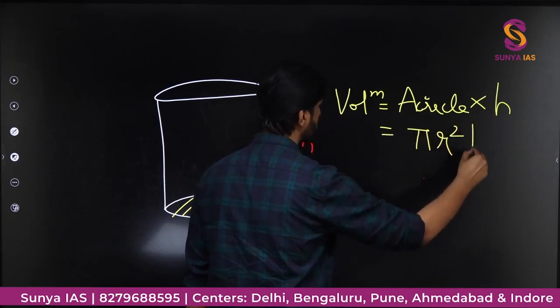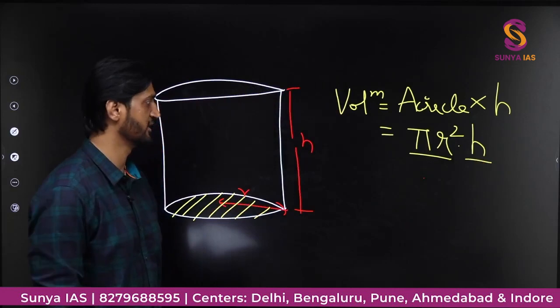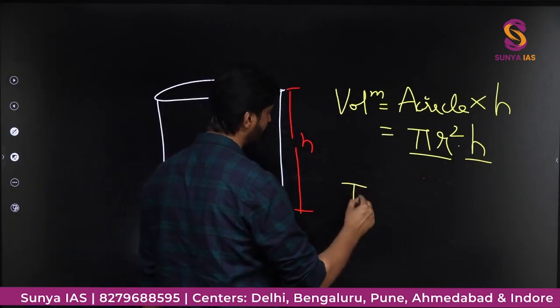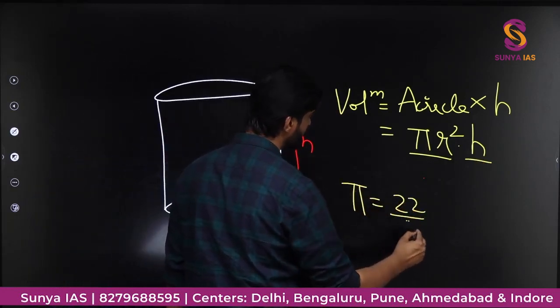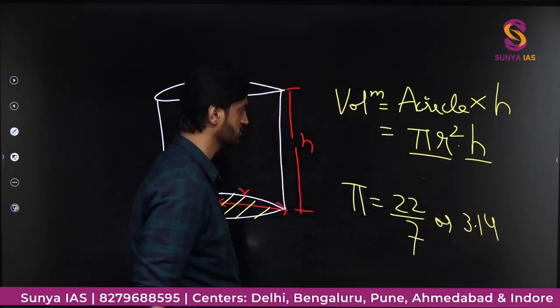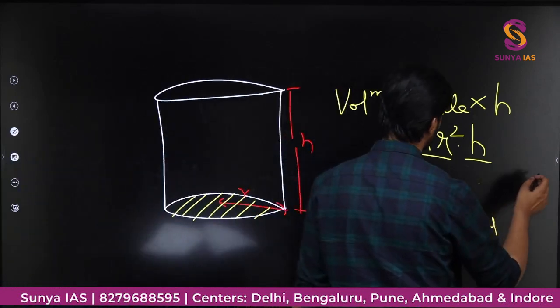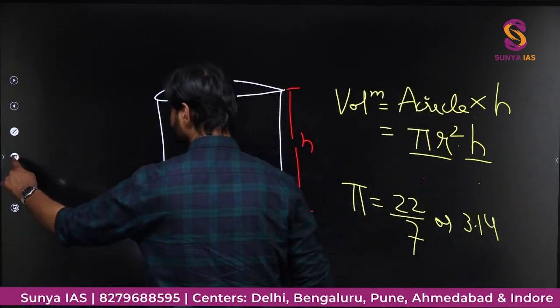Height is simply h. So we have the formula as pi r square h, that is the volume of a cylinder. And the value of pi you can have either 22/7 or you can take 3.14 depending on the situation. So this is the basics which will be required to solve the question. Now let us come back to the question now.